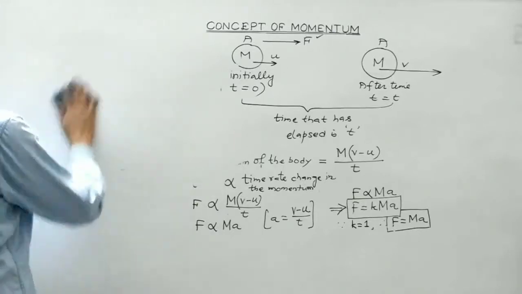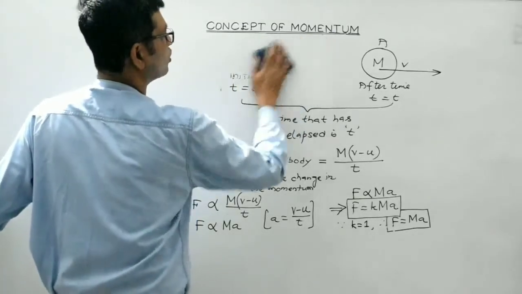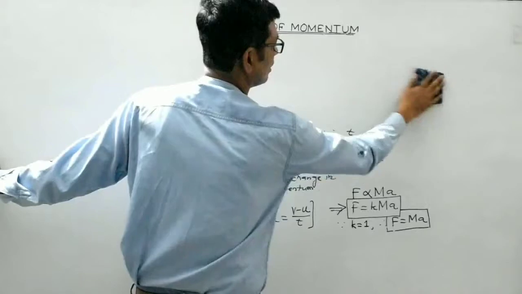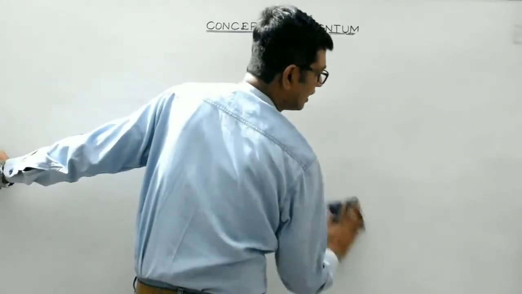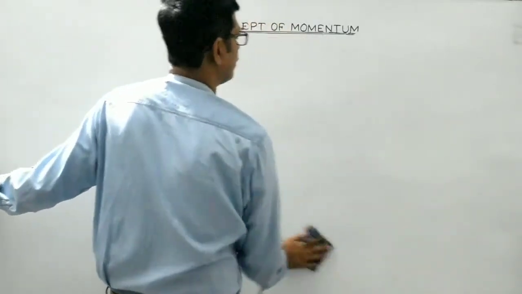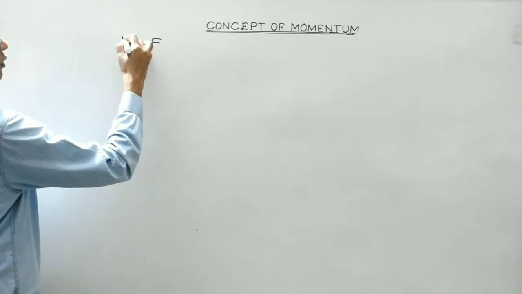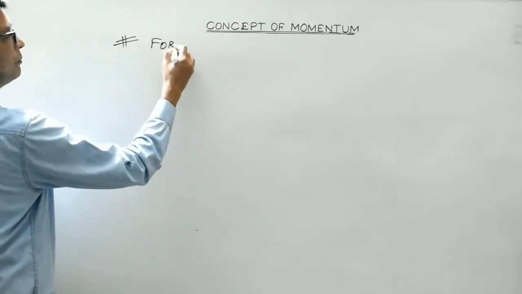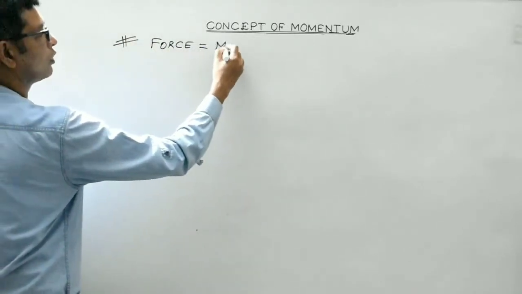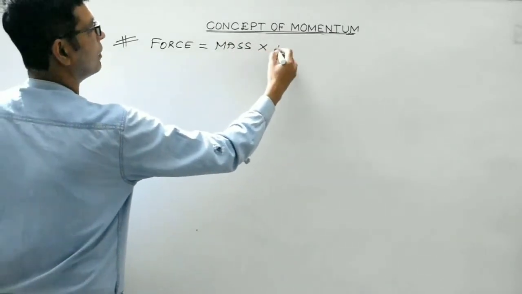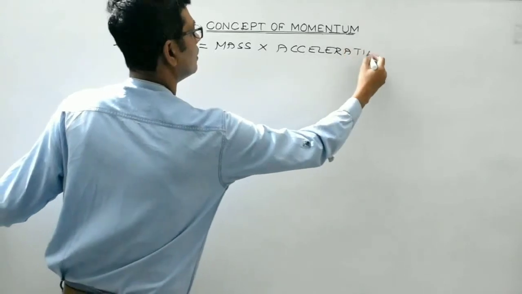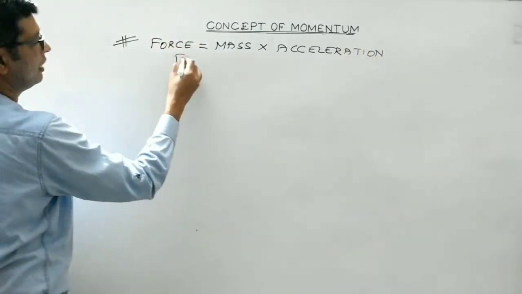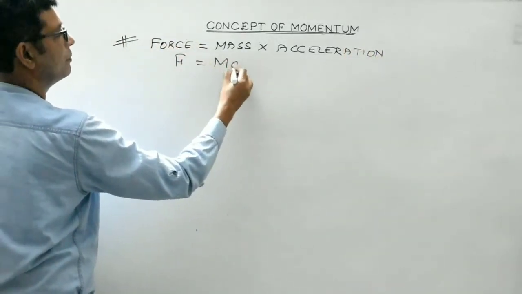So mathematically, the external unbalanced force which is acting on a body is given by the product of mass of the body and the acceleration which is produced in the body. So this is a very, very important formula. Force is equal to mass of the body multiplied by acceleration, that is, F is equal to ma.